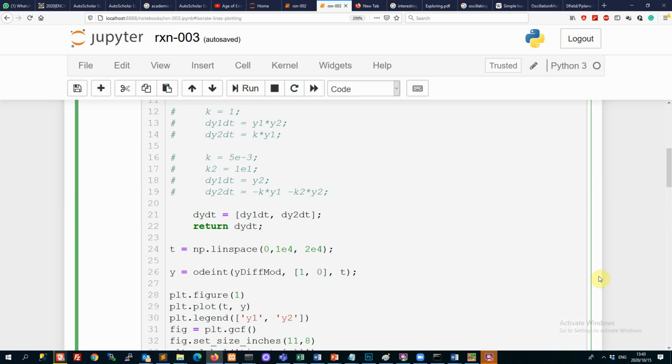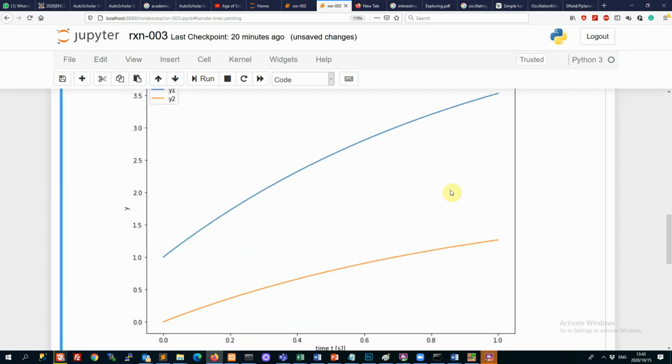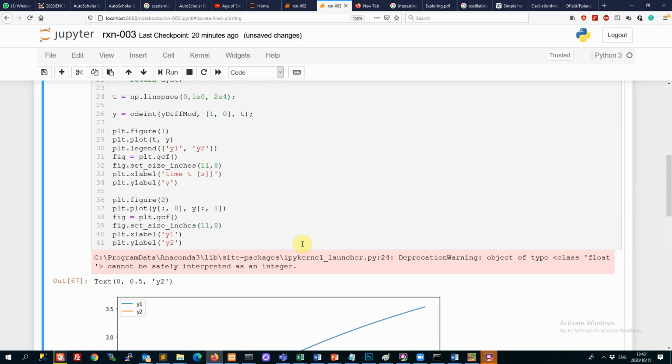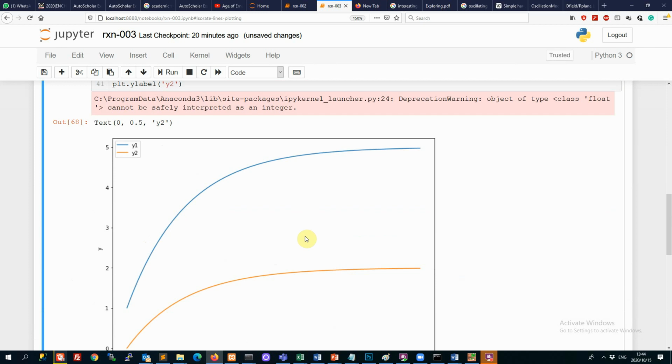So let's just make this 0. You can see the two are increasing over time, and they are progressing towards their steady state. Let's increase this, let's just make this a 5 here. Right, so you can see those two reach their steady states.